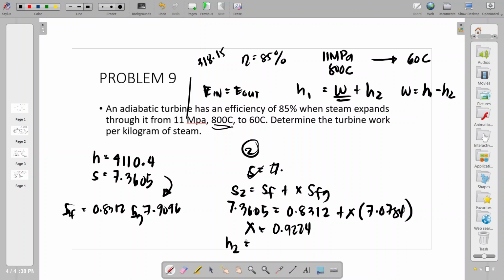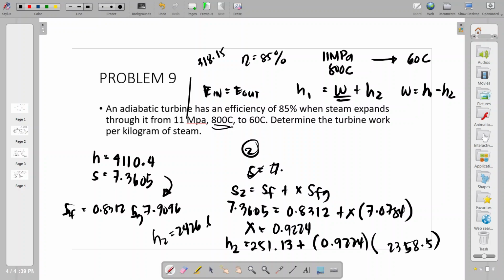So, sa H2 sa 60 degrees, ang HF natin is equivalent sa 251.13 plus x natin ay 0.9224. Okay. And then HFG is 2358.5. Okay. 251.13 plus 0.9224 times 2358.5. Okay. So, ang H2 natin ay equivalent sa 2426.61. Okay.